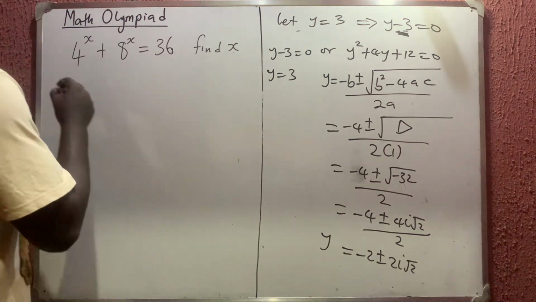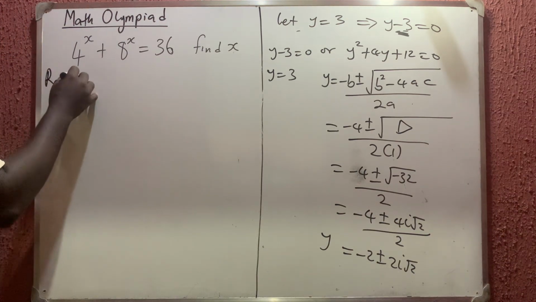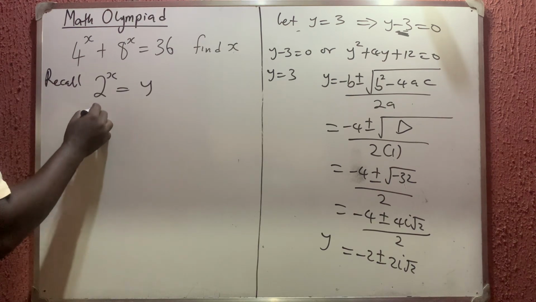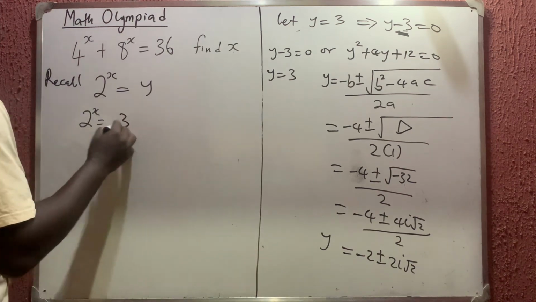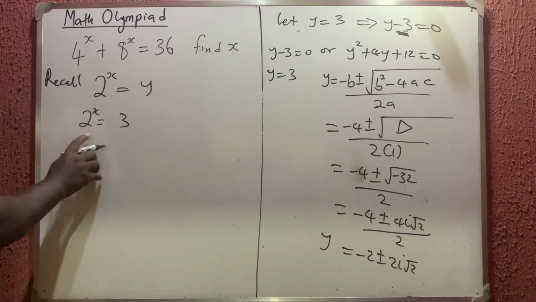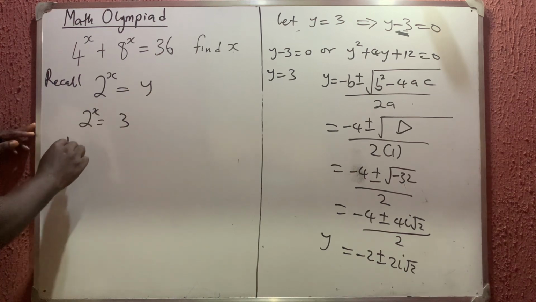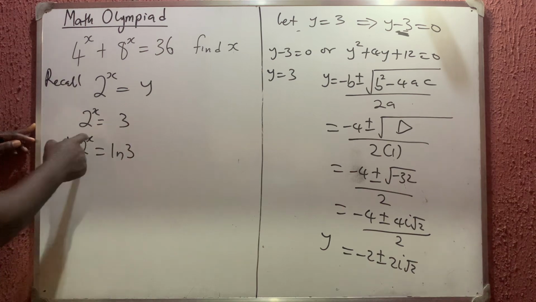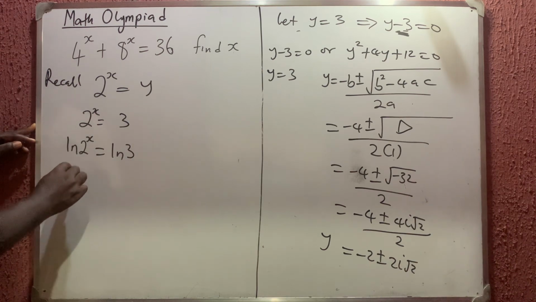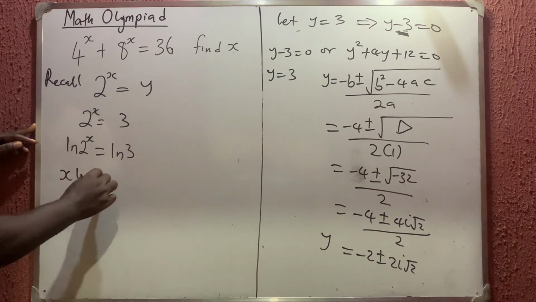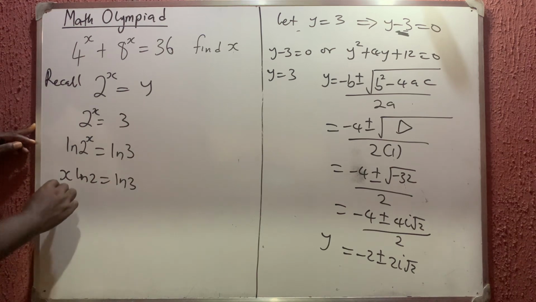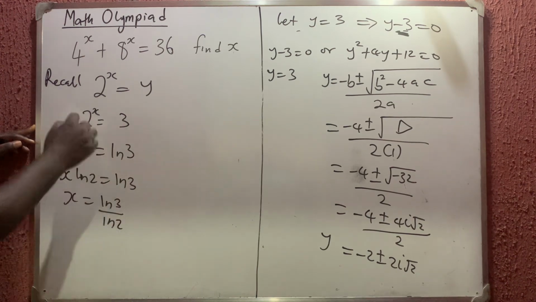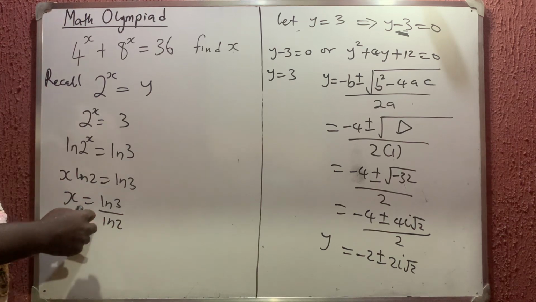So if we now recall that we said let 2 raised to power x be equal to y, we now say that 2 raised to power x is equal to, the first case, 3. Okay, and if the bases are not the same, we introduce logarithm. So we can say ln of 2 raised to power x is equal to ln 3. Okay, so this x going to the front, I'm going to have x ln 2 is equal to ln 3. So my x will now be ln 3 over ln 2. So this is the real solution to this.